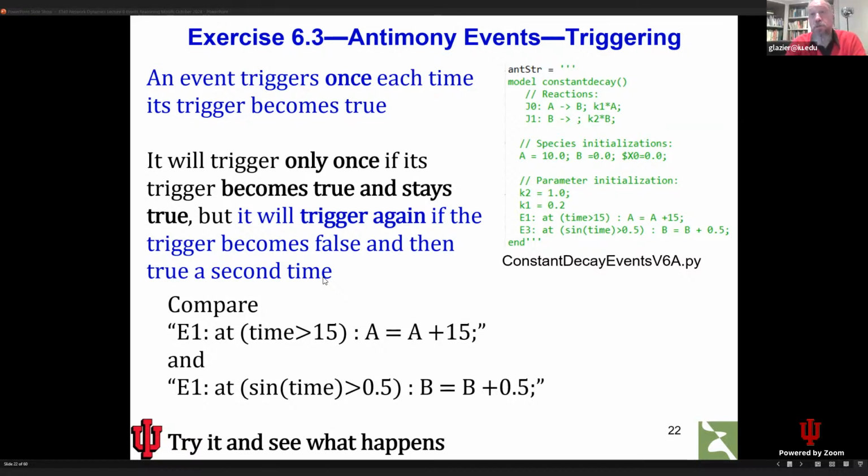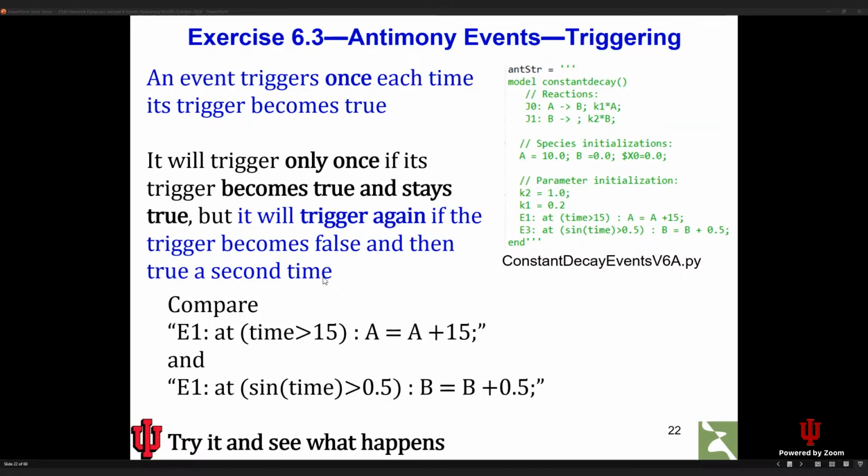This is what's called a trigger. An event triggers whenever the argument of the trigger goes from false to true, and it only triggers once. So if you wrote at time 15, time equals 15, then do something, that will work provided the time stepper has a time when it's exactly 15. But if the time slicing skips over 15, it goes from 14.9 to 15.1, there never will be a time when it's exactly 15, and then it won't trigger.